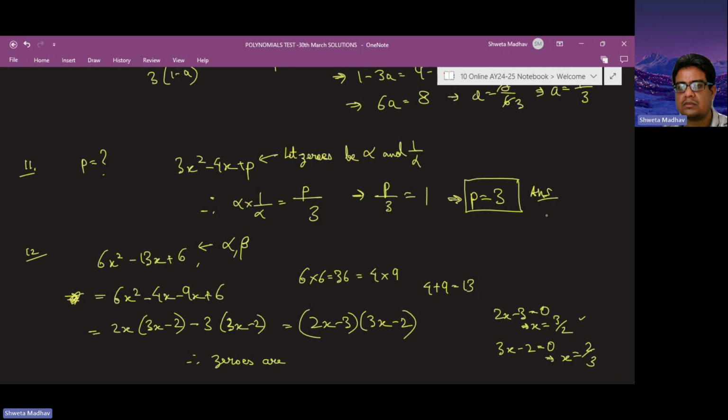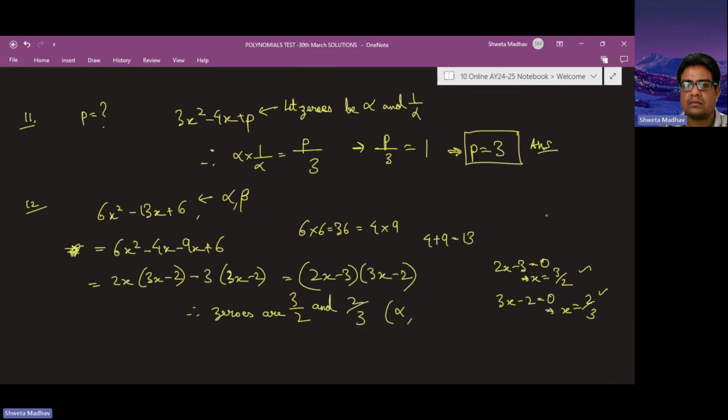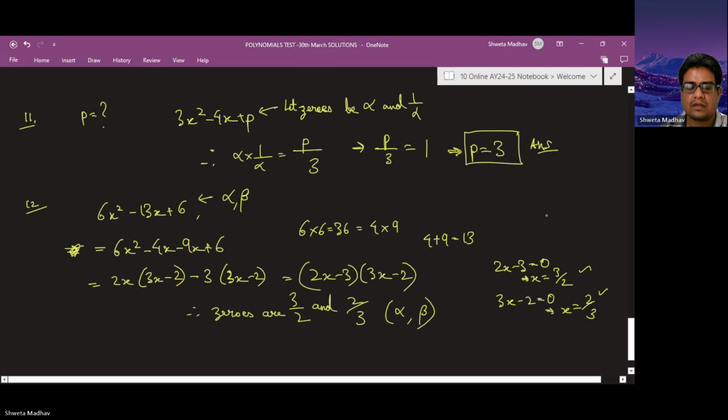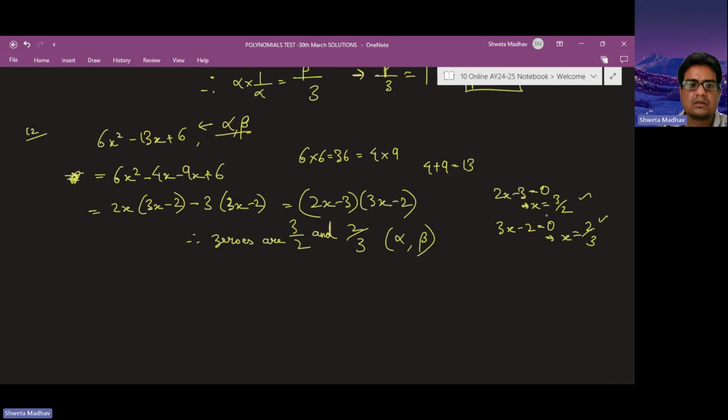So 2 by 3 and 3 by 2 are its two zeros. So therefore, the zeros are 3 by 2 and 2 by 3. So these are the required values of alpha and beta, which we have assumed that are the zeros of this quadratic polynomial. So we have to now verify the relation also in between the zeros and the coefficient.